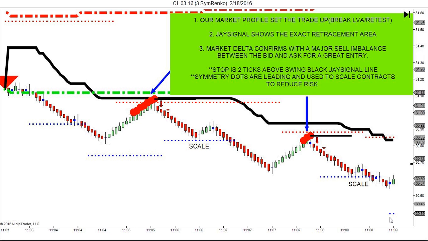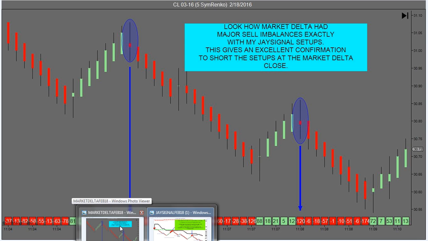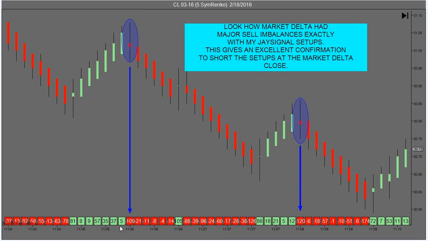All right. 3 indicators, guys and gals. That's it. Market profile finds the break. J signal finds the retracement, right? And then market delta gives us the entry. I mean, are those the 3 most powerful techniques you're going to find? Because we're looking inside of the market. It's not my opinion that this is a sell. That's the inside of the market telling you, right?